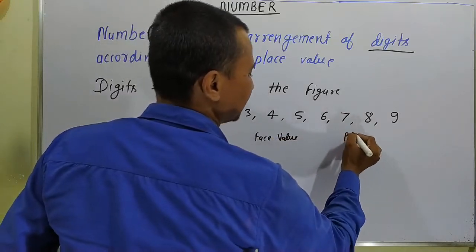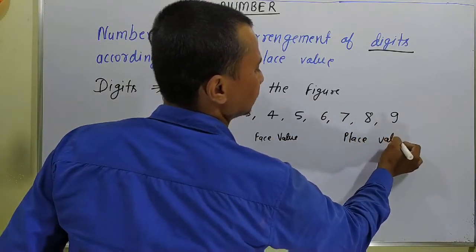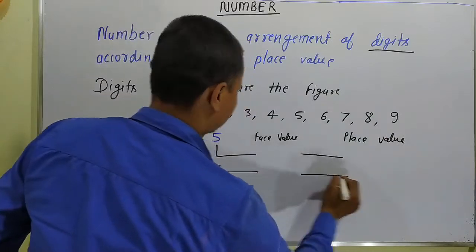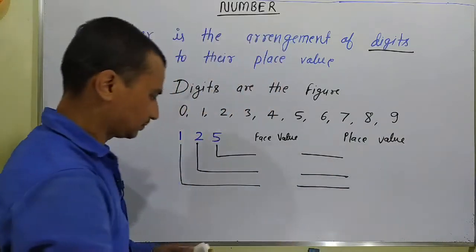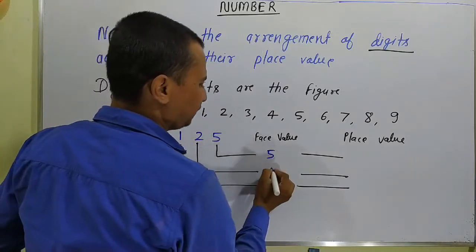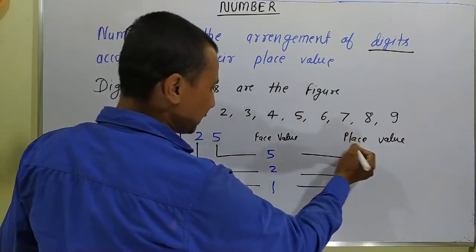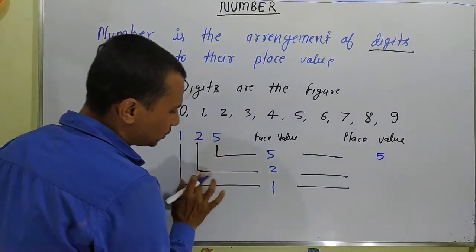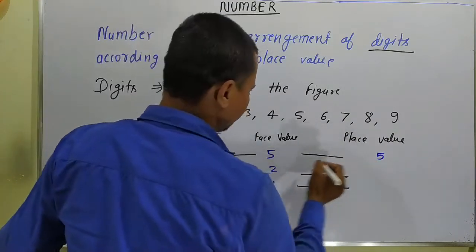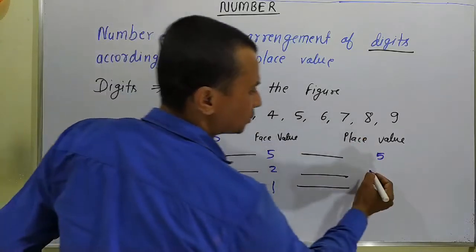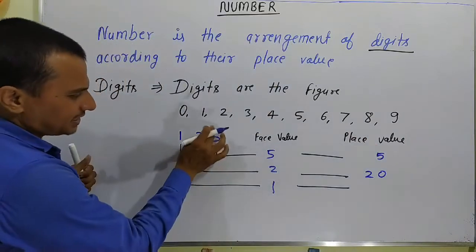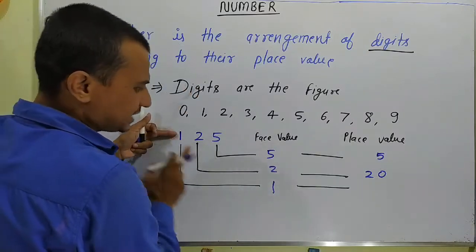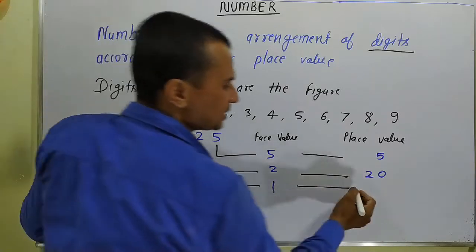and here place value, it's 5, 2 and 1, but place value of this 5 is the same 5. Here the face value of this 2 is 2, but place value of this 2 is 20. It is at the 10th place, that is why it is 20. The face value of this digit is 1, but place value of this digit is 100.